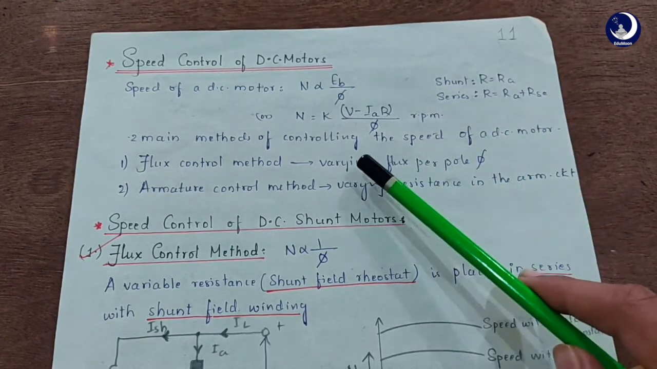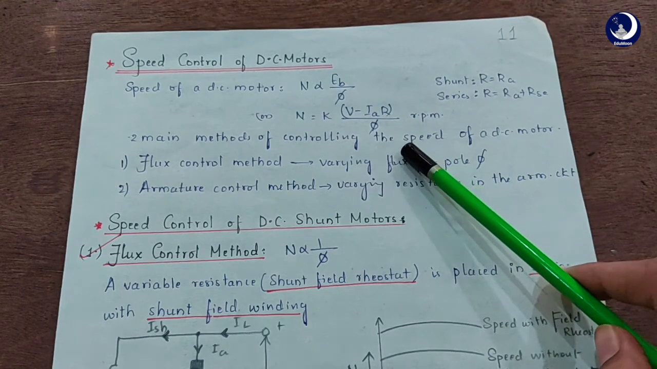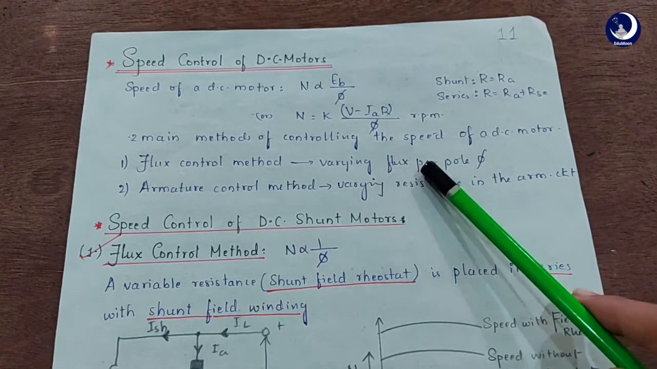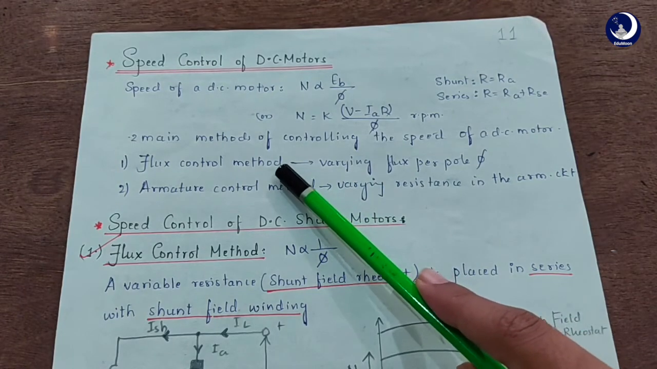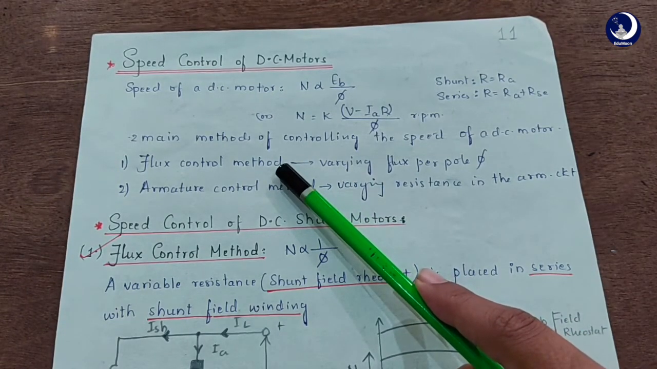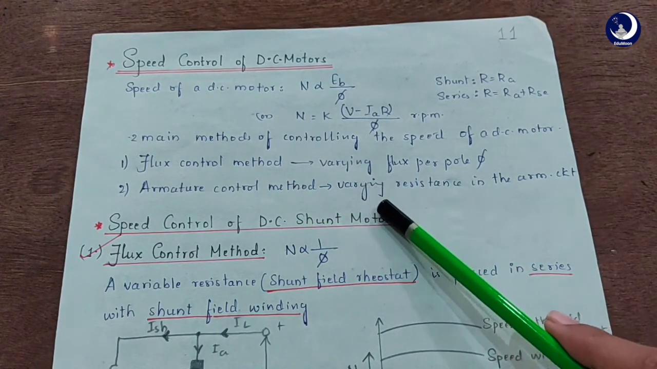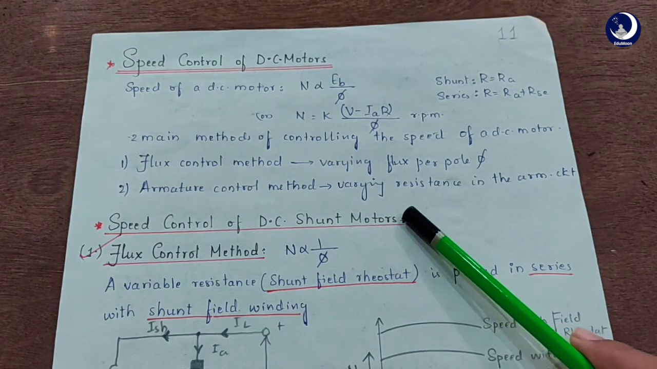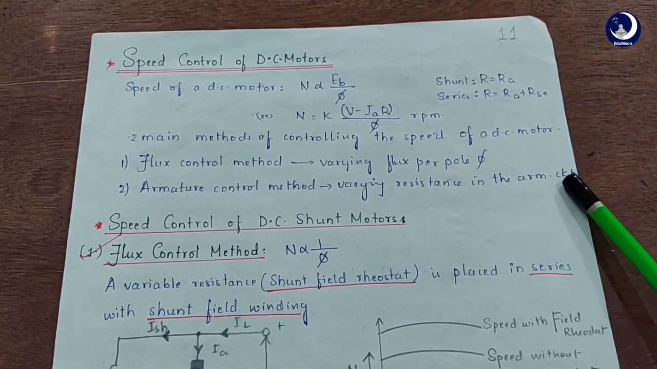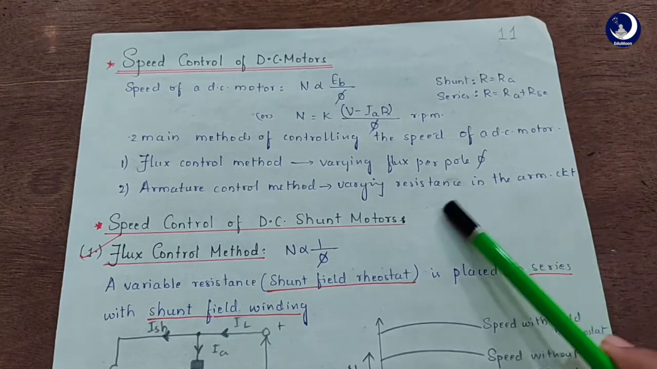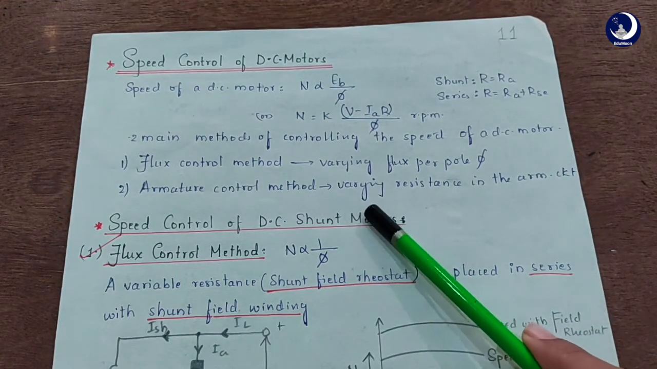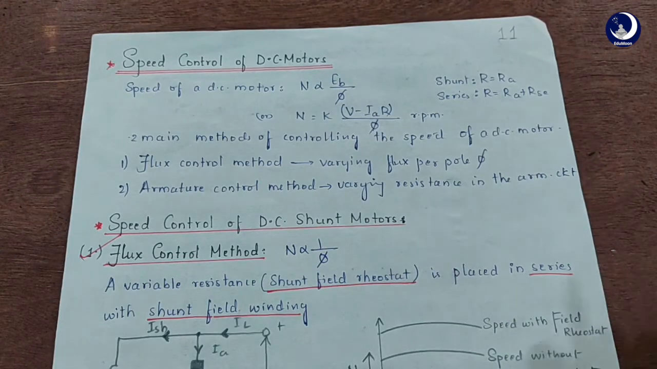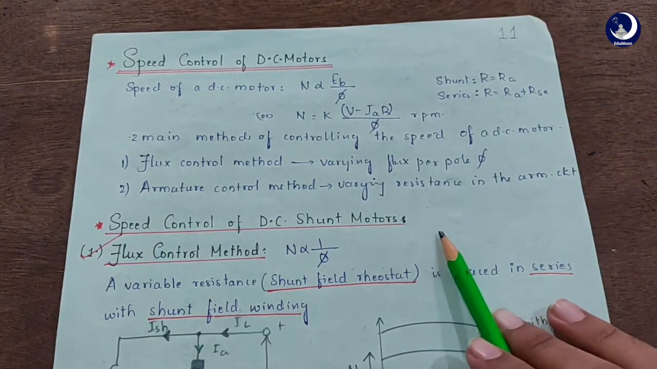There are two main methods of controlling the speed of a DC motor. First, by varying the flux per pole, and we call this the flux control method. And the second one, by varying resistance in the armature circuit. Here CKT indicates circuit. We call this method the armature control method. First let us see the speed control of DC shunt motors.